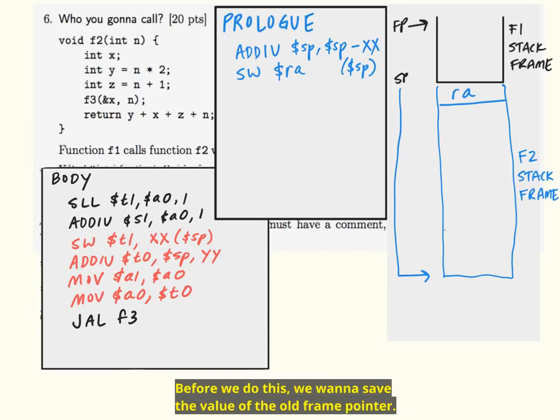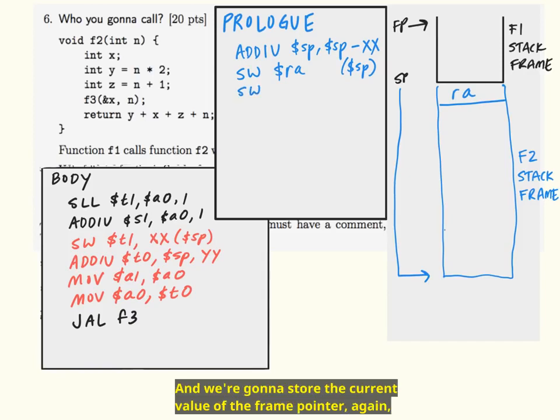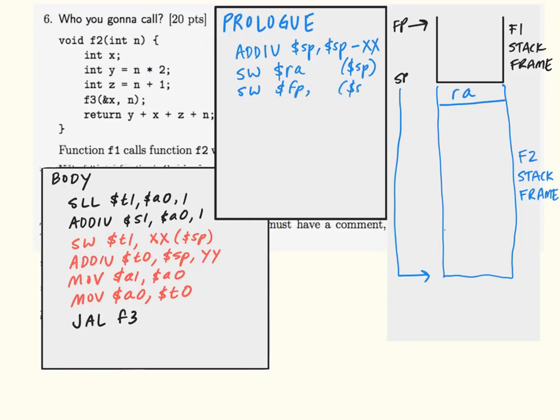Next, we'd like to update the frame pointer to point to the bottom of the F2 stack frame. Before we do this, we want to save the value of the old frame pointer. We'll do this by using a store word, and we're going to store the current value of the frame pointer, again, somewhere on the stack. And in fact, it's going to go right here.